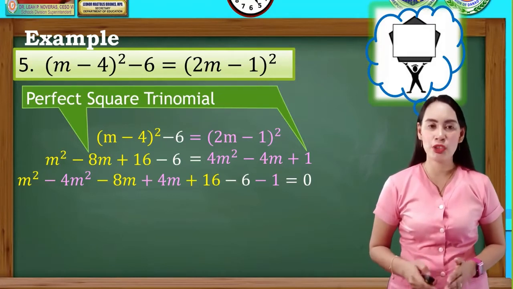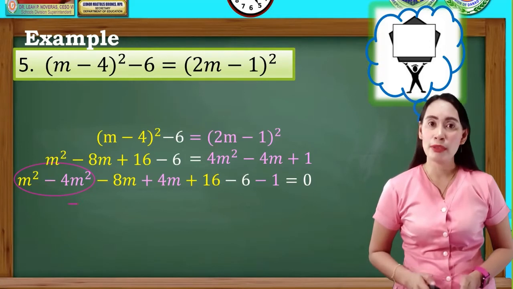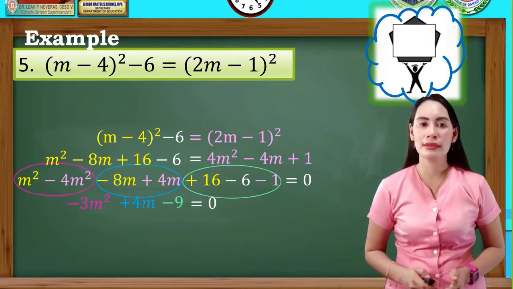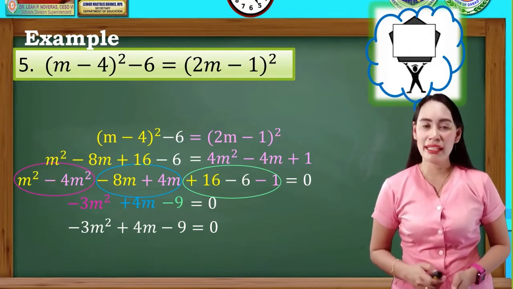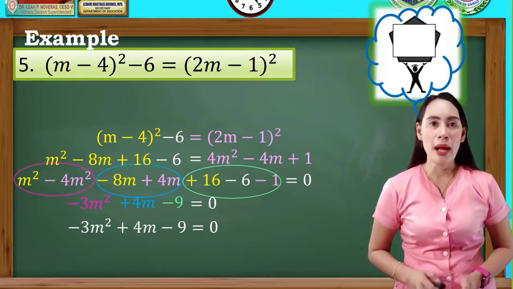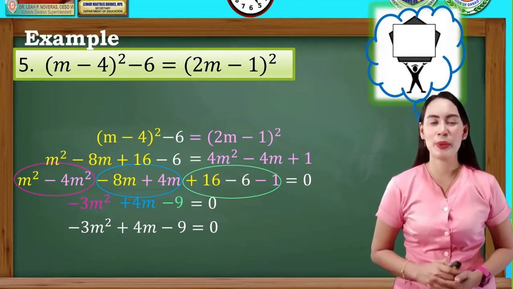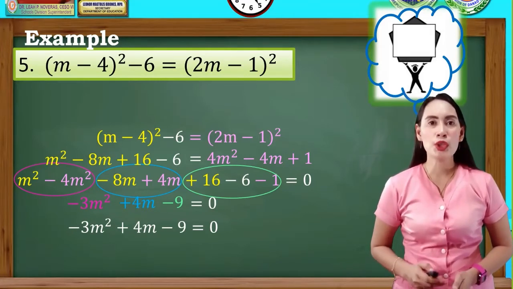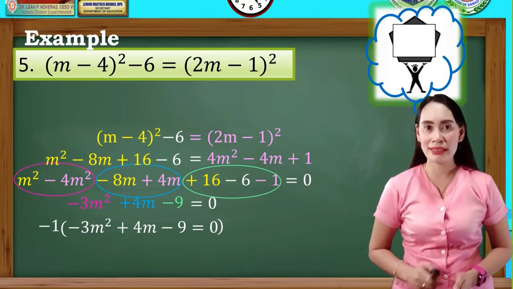Then combine like terms: negative 3m squared minus 4m plus 9 equals 0. So the equation becomes negative 3m squared minus 4m plus 9 equals 0. Or multiply negative 1 to the equation to make the leading term positive.